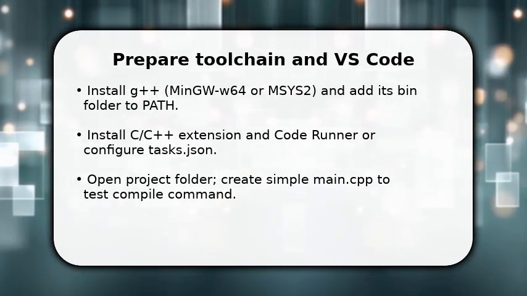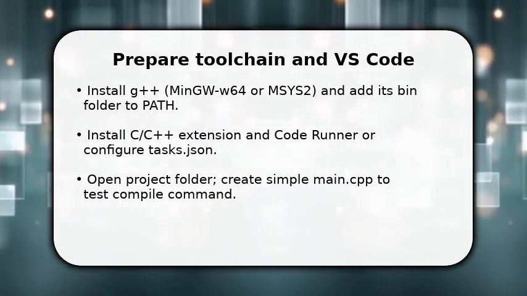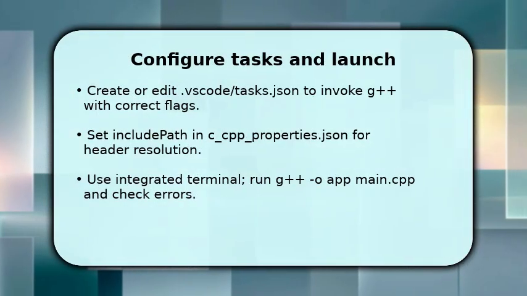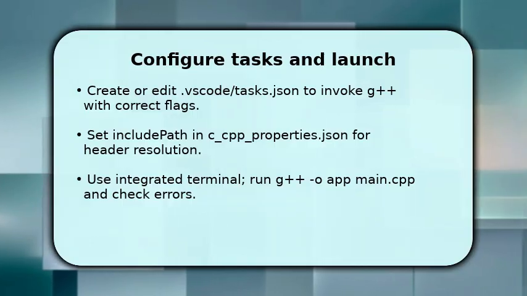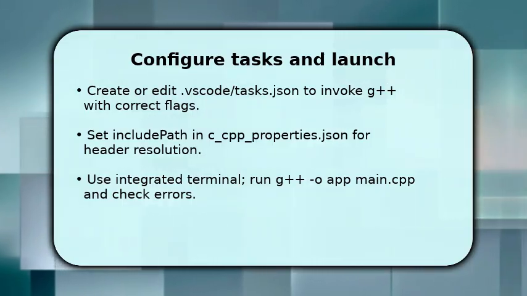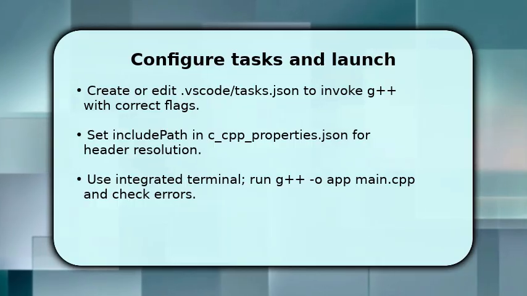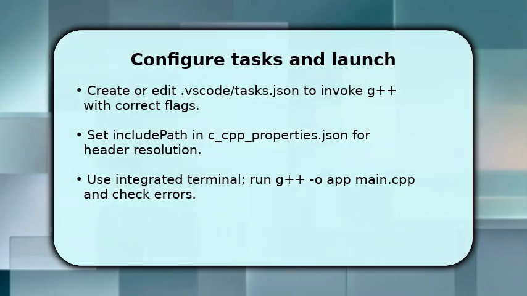Once done with the basics, configure VS Code to build. Create .vscode/tasks.json that calls g++ -std=c++17 -Wall -o ${fileBasenameNoExtension} ${file}, so the build matches your files.